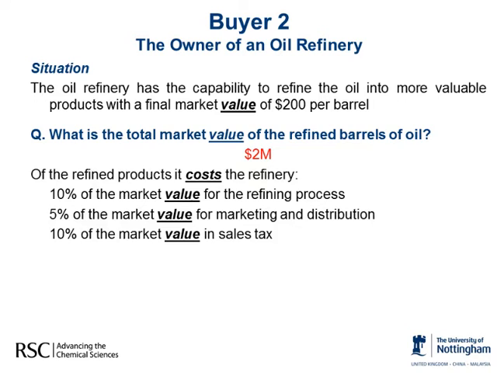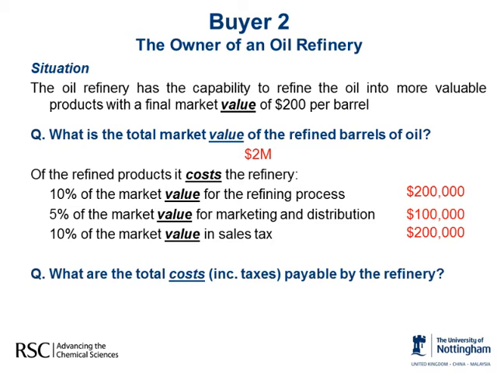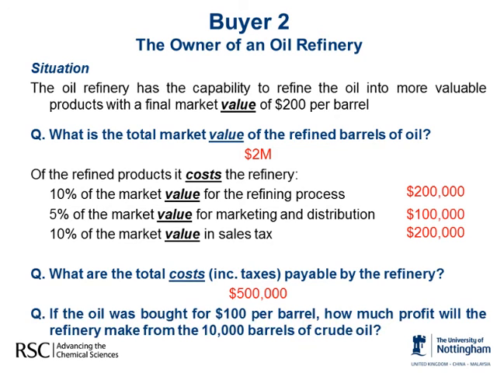Of the refined products, it costs the refinery 10% of the market value for the refining process, or $200,000, 5% of the market value for marketing and distribution costs, or $100,000, 10% of the market value in sales tax, or $200,000. What are the total costs, including taxes, payable by the refinery? The total costs are $500,000.